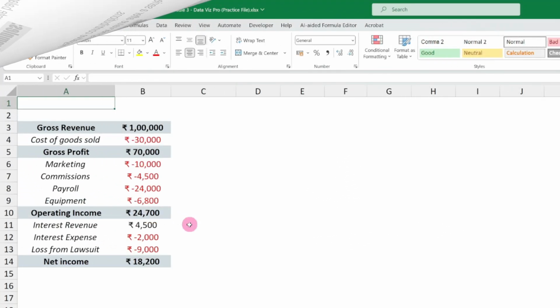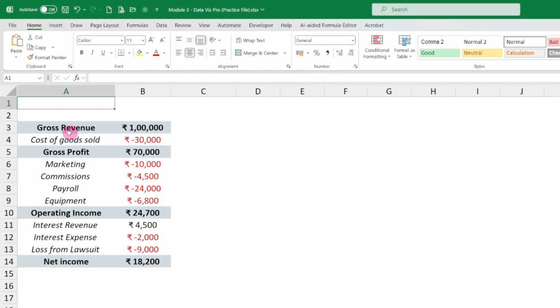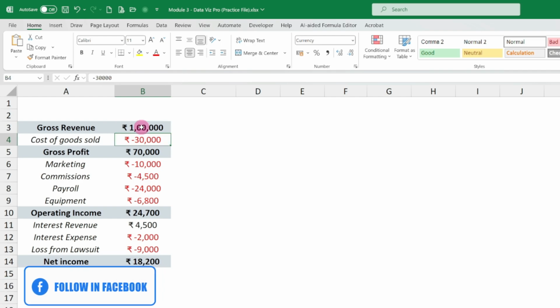Here we have a statement of a company, any company. The gross revenue of the company is 1 lakh. Out of the total gross revenue, there is a cost involved. The total cost involved in generating that revenue is around 30,000. So if we deduct the 30,000 from the revenue, then the gross profit comes to 70,000.